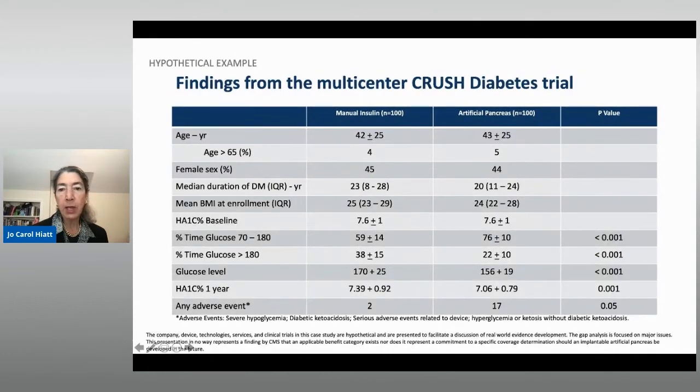And this shows, again, that the artificial pancreas performed well. The groups were similar demographically. This one did not have as much improvement in the hemoglobin A1C, but it did show a better control than the manual insulin administration population. And again, similar hemoglobin A1C, did have more adverse events. Next.